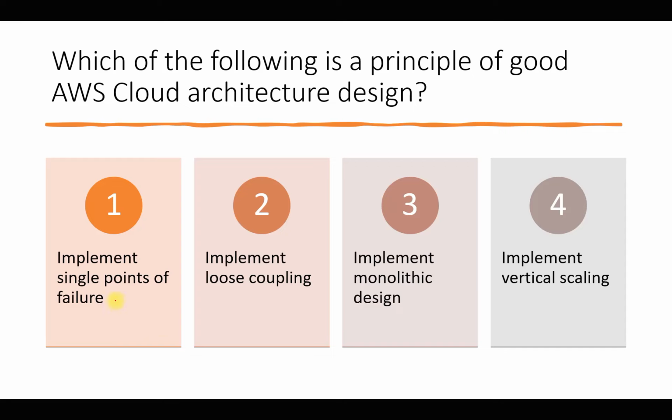I think this is not correct because we always try to avoid single point of failure whenever we design or plan anything, so this is not correct. Implement loose coupling. See, loose coupling is something like microservices, or right now we are using app modernization where we are using microservices. Here the application is divided, or we can say separated, into different components, and these components are loosely coupled.